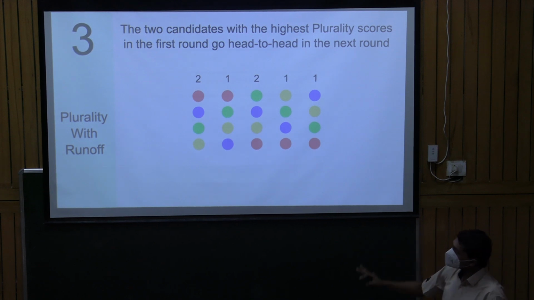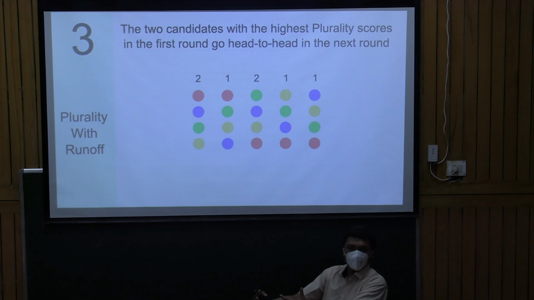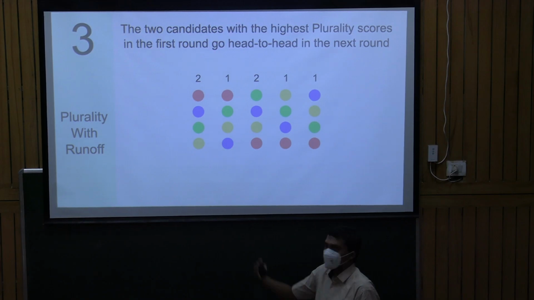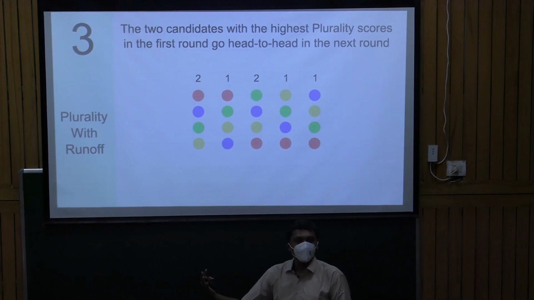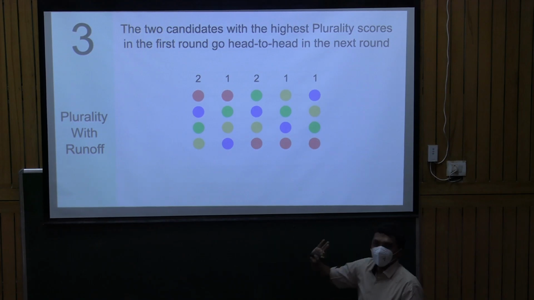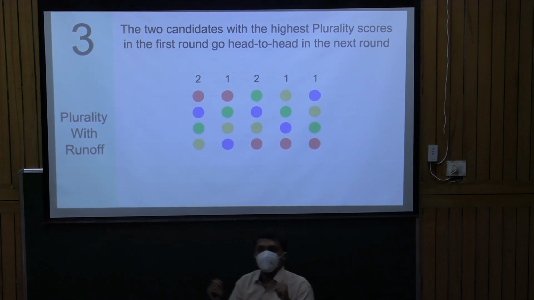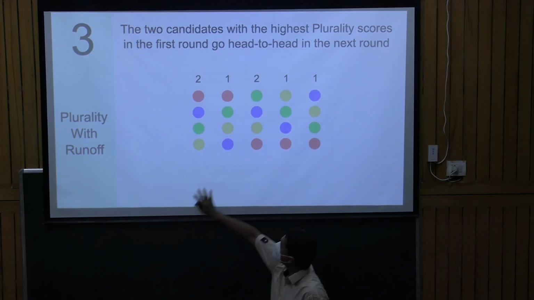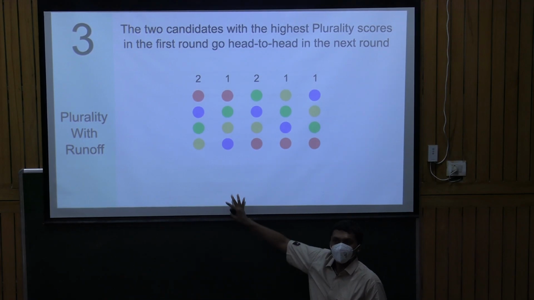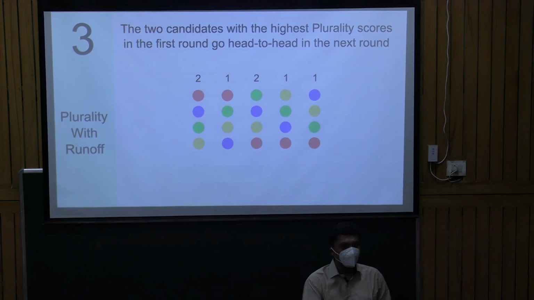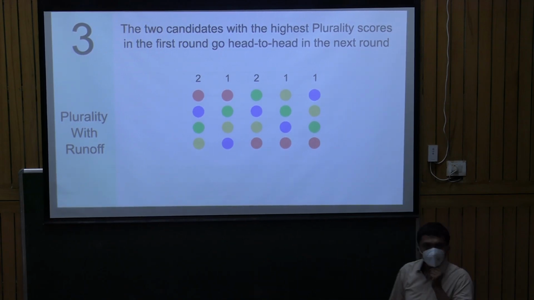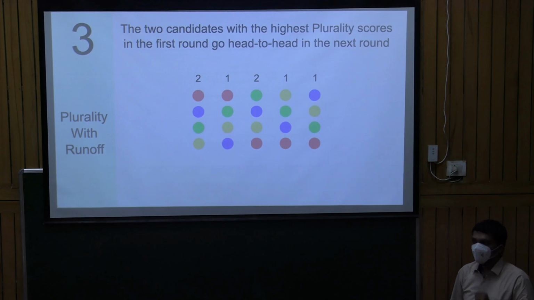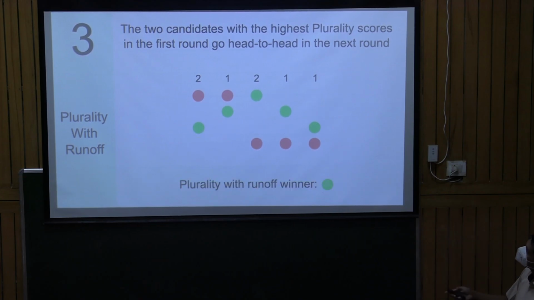That's telling you that these runoff rules are doing something on top of the single round rules. It's giving someone else a chance. Because plurality was a very brutal rule. It just looked at the first place and made a decision. But this is giving someone else a chance. It's more generous. Any questions? Okay, good. So this was one multi-round rule.